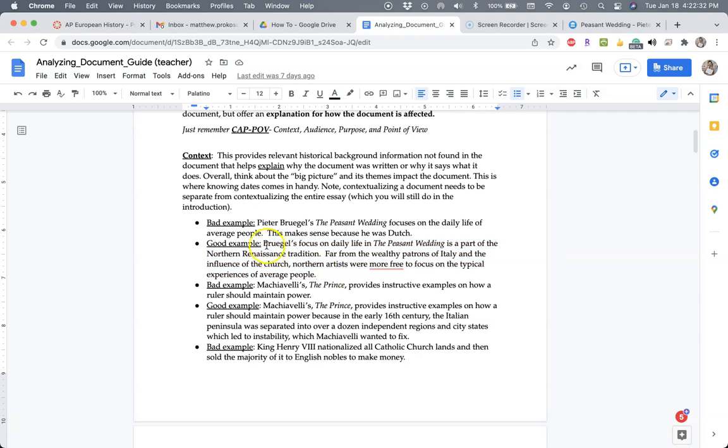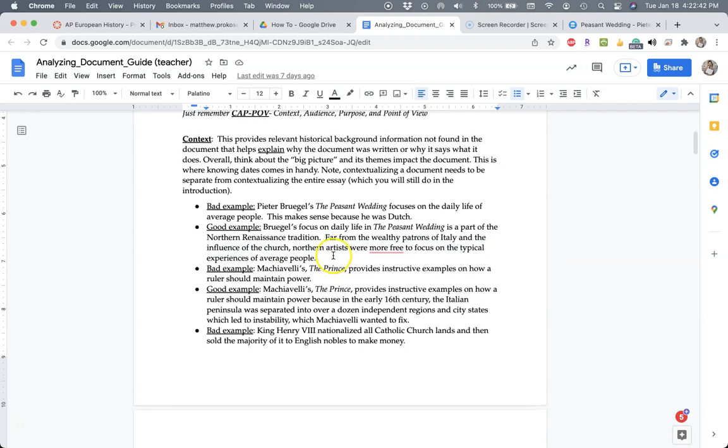So again, here we identify the issue, we identify the thing, which is the Northern Renaissance as the larger context, and then explain how this is part of that wider context. All right, let's go to another example with Machiavelli. Bad example. Machiavelli's The Prince provides instructive examples on how a ruler should maintain power. Is that true? Yes. But this is just a description, a summary of The Prince. It does not go into the source. It definitely does not go into the context of the time.